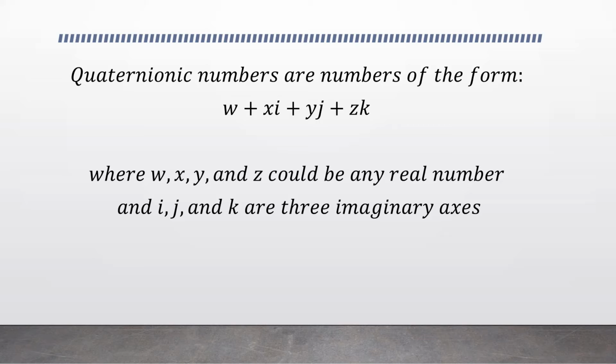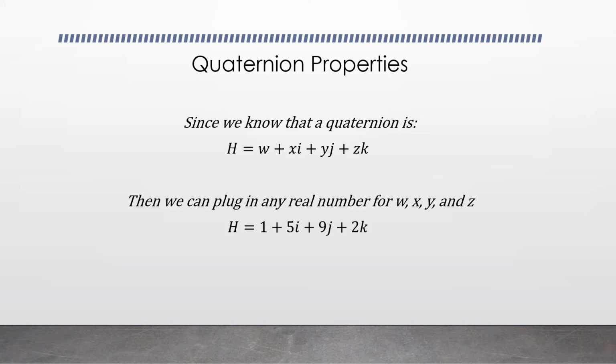Now that we know what a quaternion is, in the form of w plus xi plus yj plus zk, we can set it equal to a variable, capital H. Based on the definition, if w, x, y, and z can be any real number, then H can be equal to 1 plus 5i plus 9j plus 2k, for example.